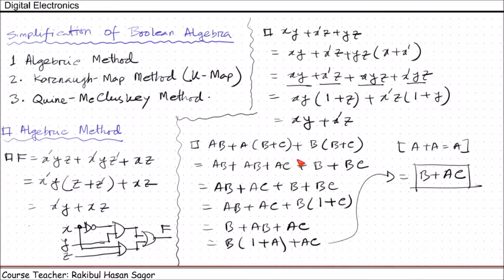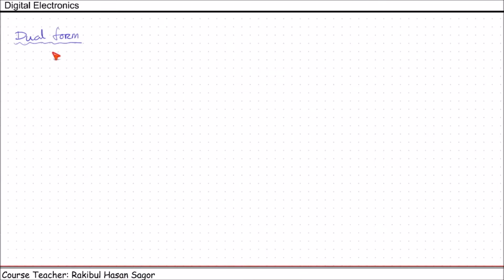I hope you have understood the algebraic method. You need to have more practice by simplifying different algebraic expressions. I'll give you an assignment where you'll find a lot of problems to simplify the Boolean algebra using algebraic method.